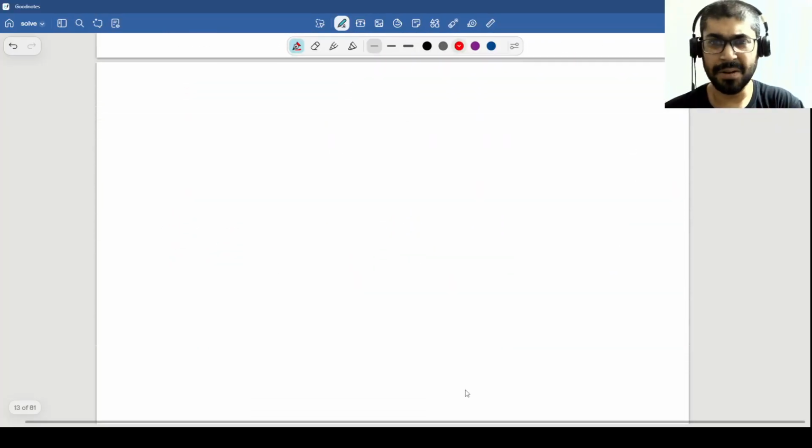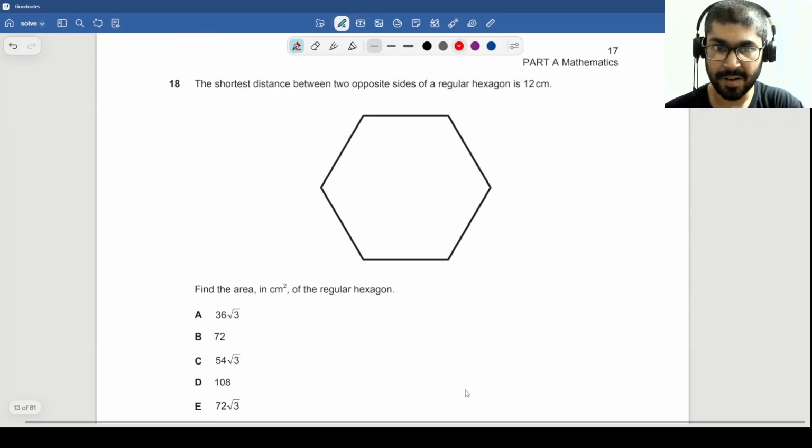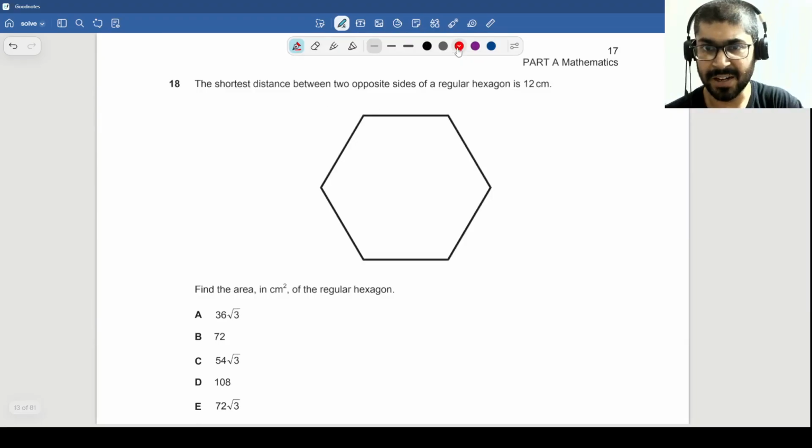So the next problem is, yeah, hexagon, right? Shortest distance between two opposite sides. Now we know that according to Euclidean geometry, the shortest distance between two points is always the perpendicular straight line. So basically this point, right? So how will we know what this height is? So let us take this to be h.